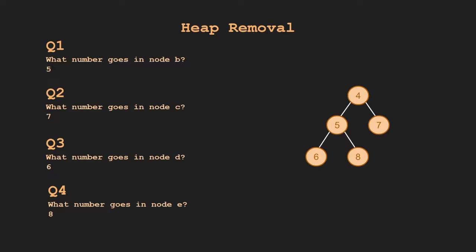My answers are 5 is going to be in node B, 7 is going to be in node C, 6 is going to be in node D, and 8 is going to be in node E.